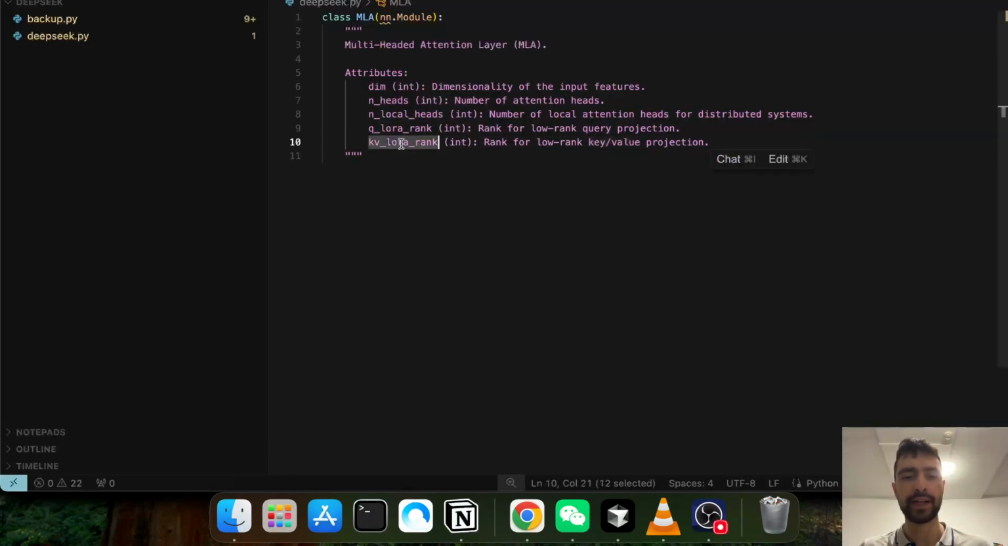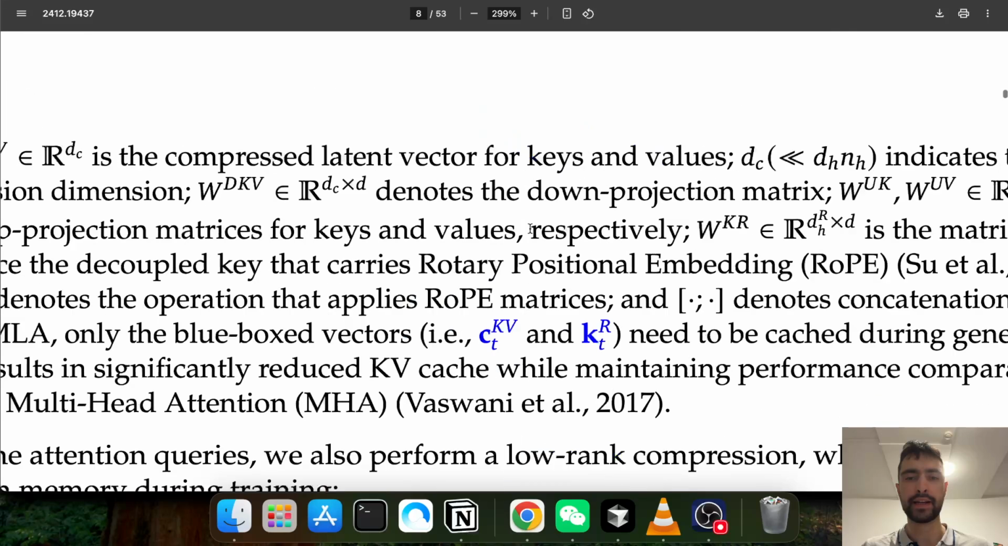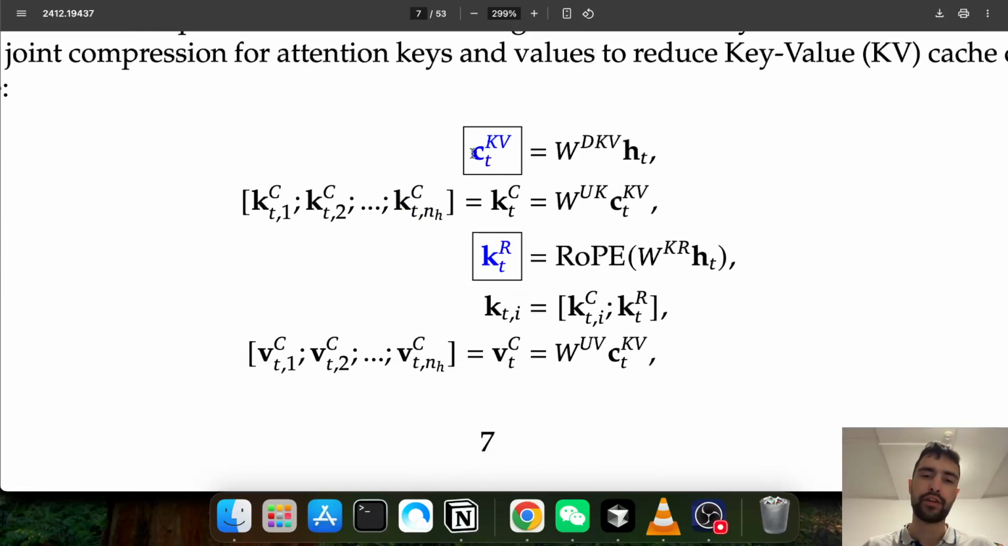Then KV LoRa rank. If I go back to KV, this is the rank of this latent representation that's necessary to create keys and values. This will be a linear layer that takes the full token embedding vector as input, and the output dimension is going to be this KV LoRa, low rank adaptation, length. So you can look at this as vector, matrix, vector.